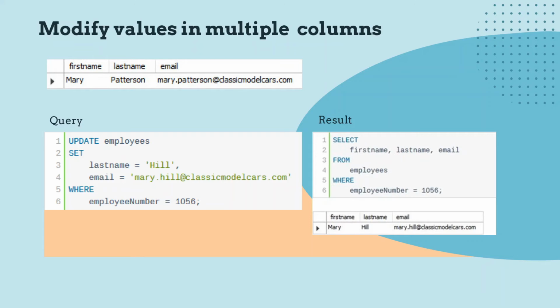And then if we want to check the result, we can use the statement select first name, last name, email from employees where employee number is 1056. So we will get the result of updating the last name and email for employee number 1056.